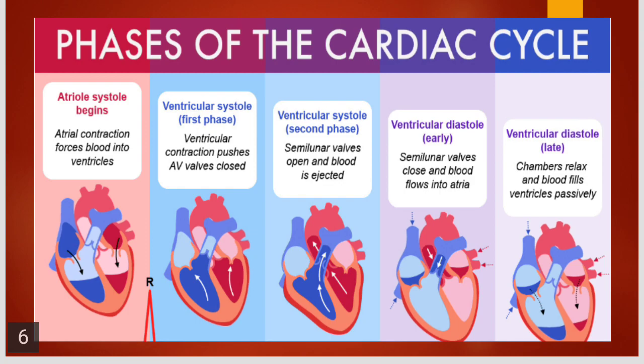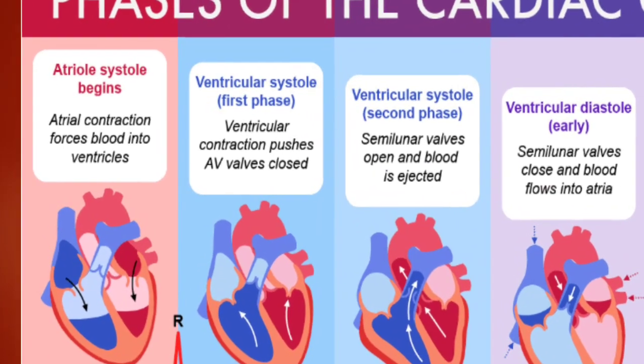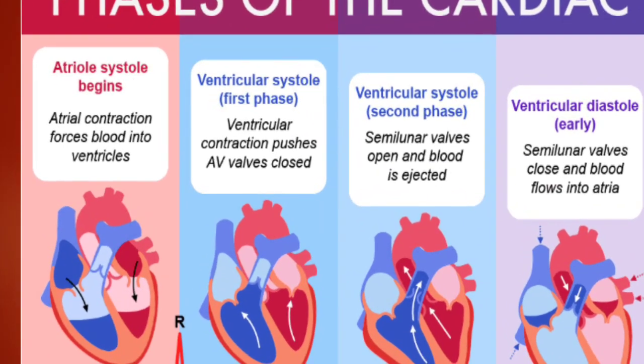Now here you can see in this cardiac cycle, atrial contraction forces the blood into the ventricles. Can you see the black arrows? Yes. During the systole, atrial contraction takes place, which pumps the blood from the atrium into the ventricles. Then what is ventricular systole? Ventricular systole is when the ventricles contract. So in systole, both contractions take place: contraction of the atrium and contraction of the ventricles.